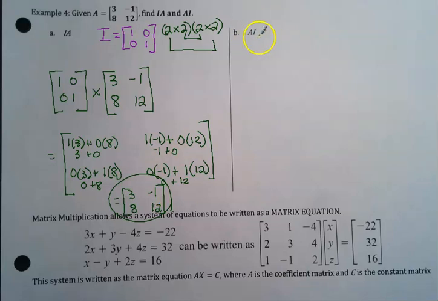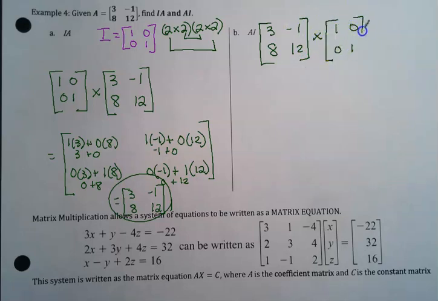For this one, A times I, we're doing the same thing, but we're multiplying A first. So we've got 3, negative 1, 8, 12 times 1, 0, 0, 1. It's still a 2 by 2 times a 2 by 2. So we have 2 in the middle for both of them, and so our answer is going to be a 2 by 2.